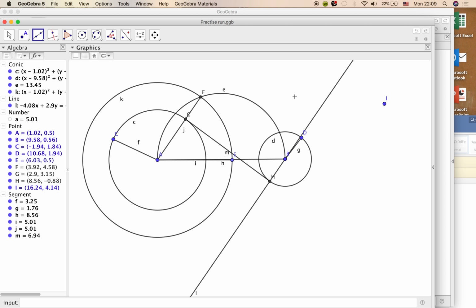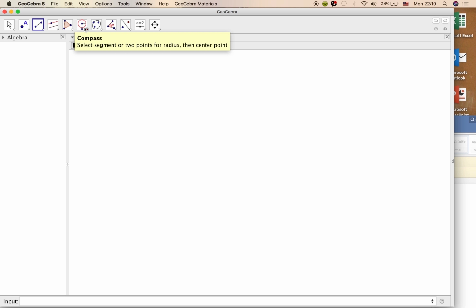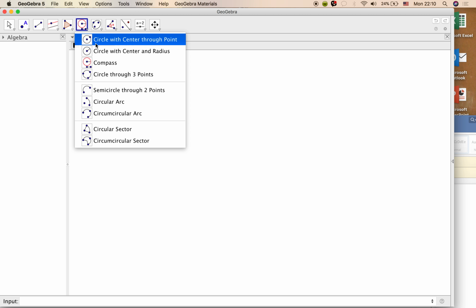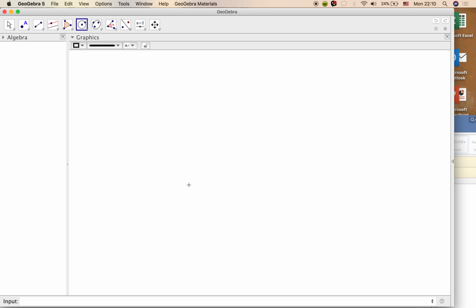Hello, today we are going to build the internal tangent to two disjoint circles, and this picture just gives us an idea of where we are going and what we're trying to do. So let's get started. First, we start with our two disjoint circles.